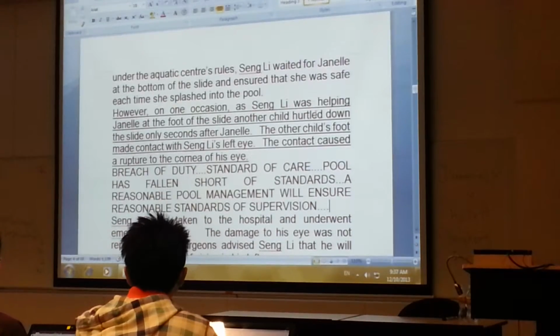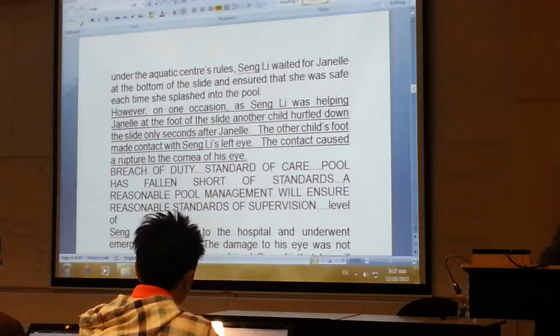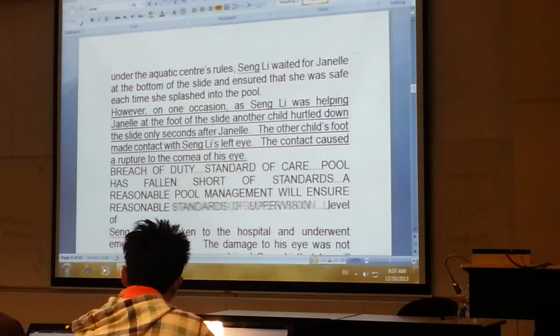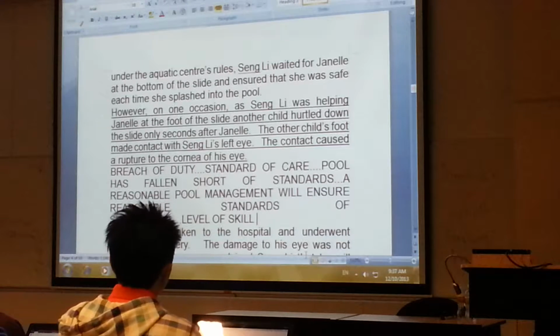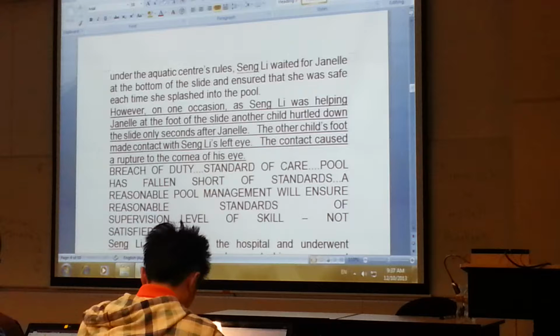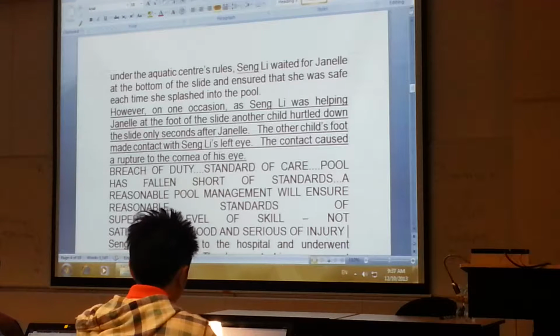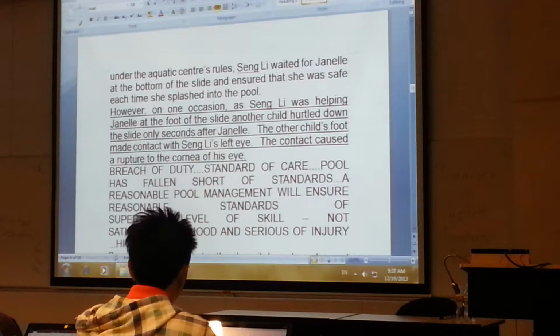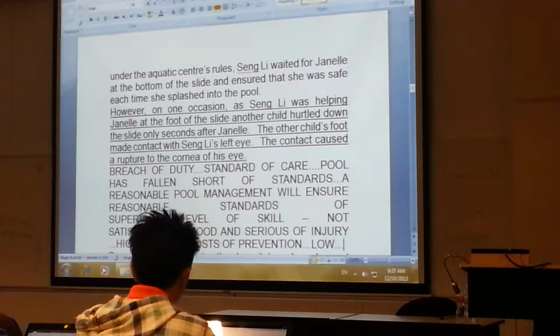So we know level of skill is poor. Level of skill. This one is not satisfied. Likelihood and seriousness of injury, high chance. Cost of prevention, low. They just have to put a lifeguard there. Alright? Lifeguard.